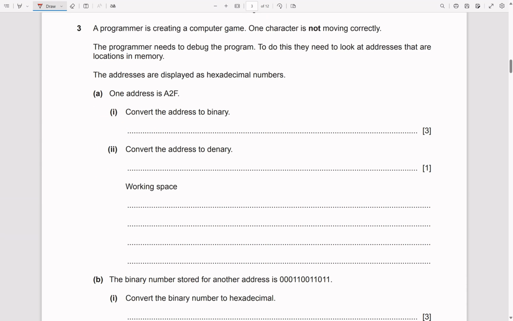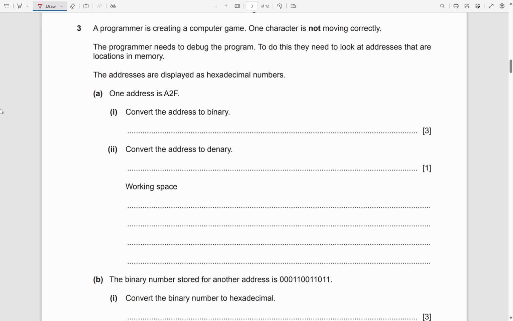Right, question 3. A programmer is creating a computer game. One character is not moving correctly. The programmer needs to debug the program. To do this, they need to look at addresses that are locations in memory. The addresses are displayed as hexadecimal numbers. One address is A2F, and we want to convert the address to binary.